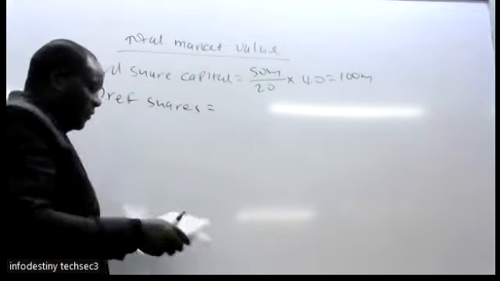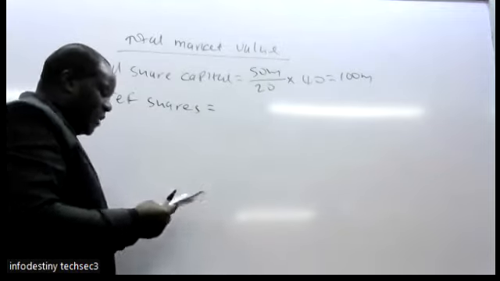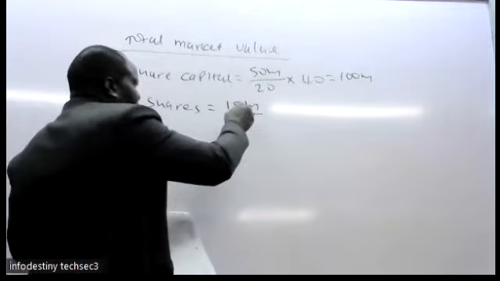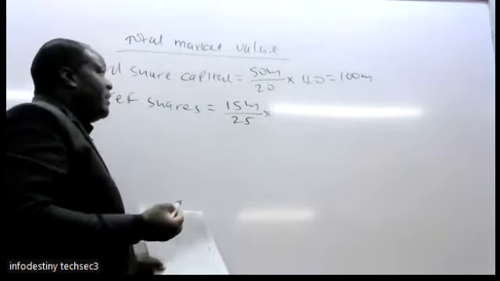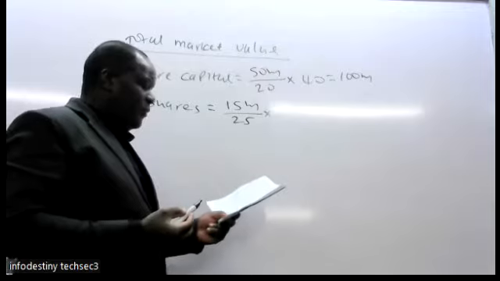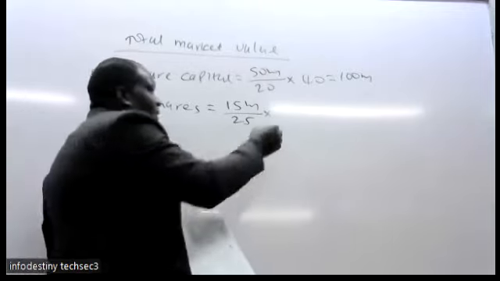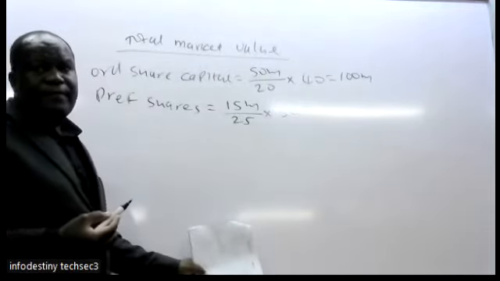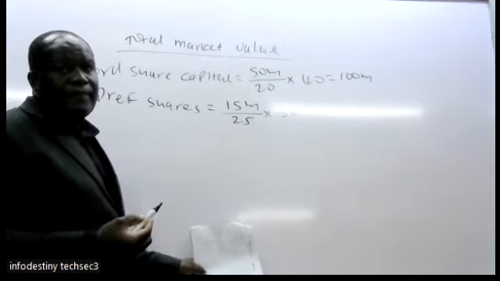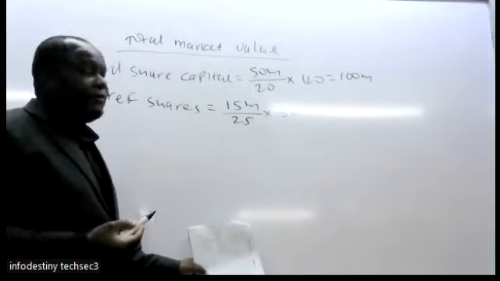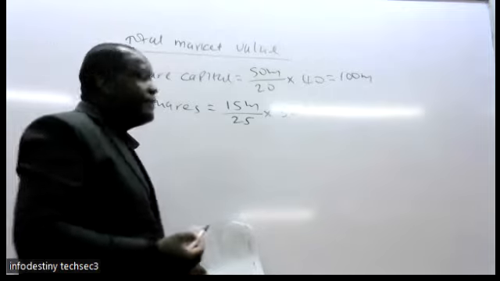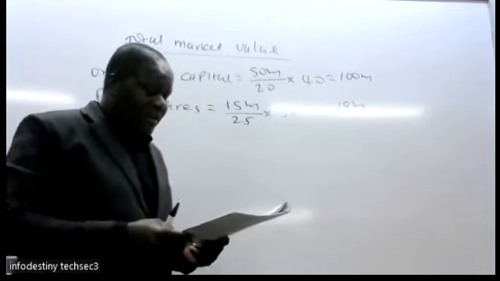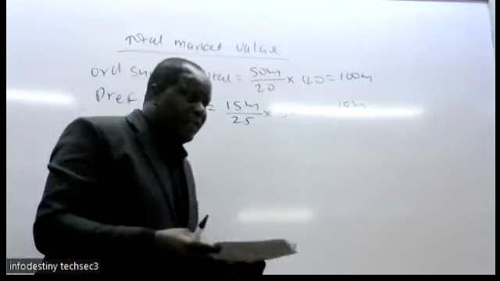So for the preference shares, we do the same. Preference share capital is 15 million. The par value was given as 25, multiplied by the current market price, which was 30. Which should be how much? 18 million.